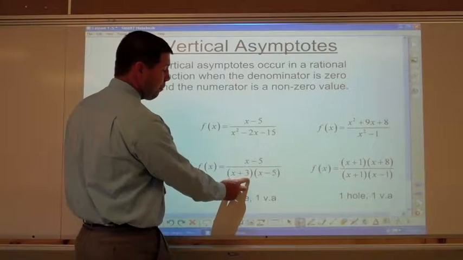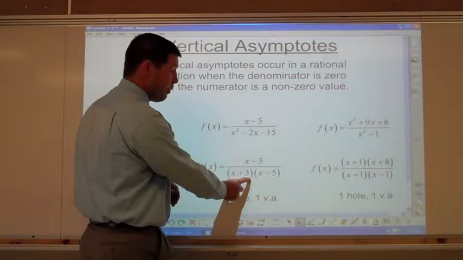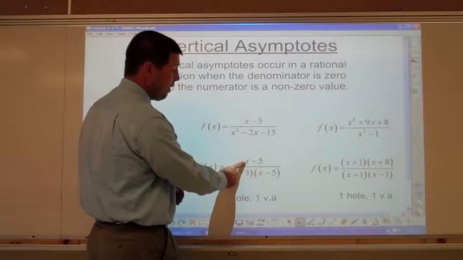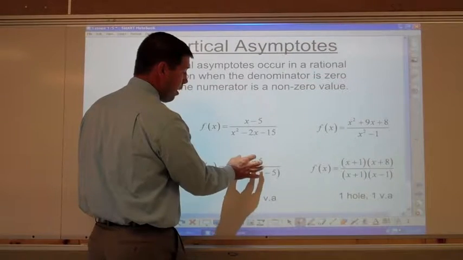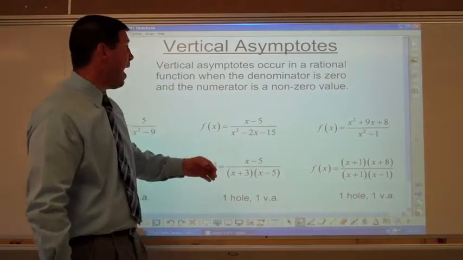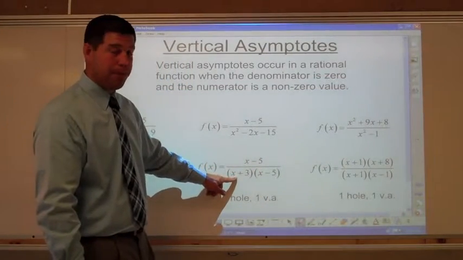At x equals negative 3, this factor is equal to 0. If I plug in negative 3 on the top, I get negative 8 over 0 times negative 8. I get negative 8 over 0. So I have a vertical asymptote at negative 3.